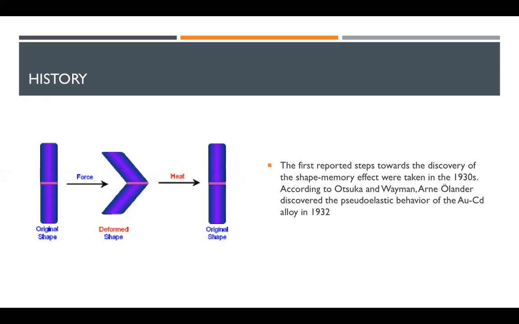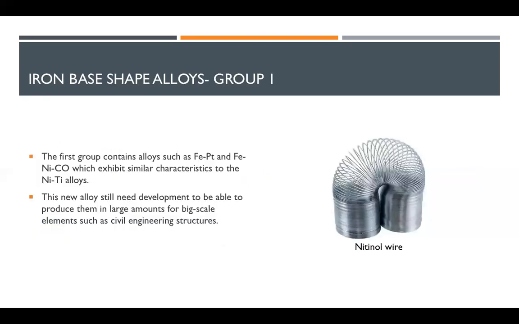But this could change in the future by the fact that new alloys with similar shape memory effect were discovered in recent years. These alloys are based on iron, which is way cheaper to replicate the effect. There are two groups of iron-based shape memory alloys.